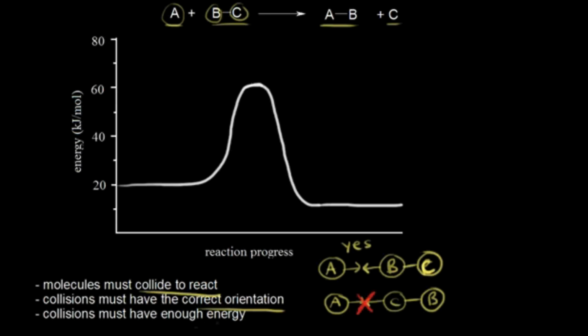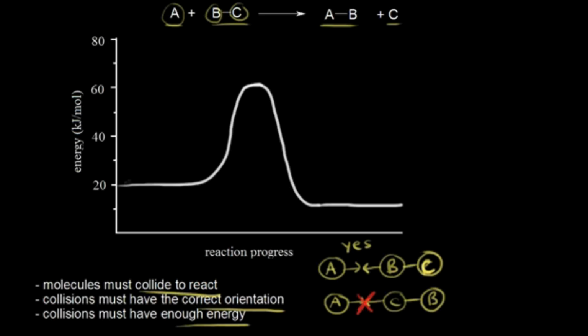And finally, collisions must have enough energy. So if the collision doesn't have enough energy, the molecules, or in this case the atom and the molecule, will just bounce off of each other. If you do have enough energy, the colliding molecules will vibrate strongly enough to break bonds. So let's go ahead and draw this in.